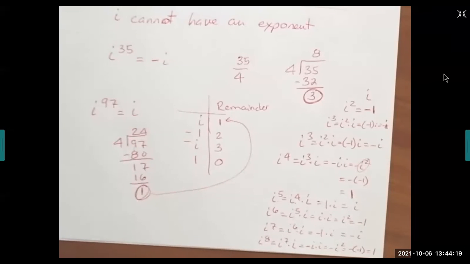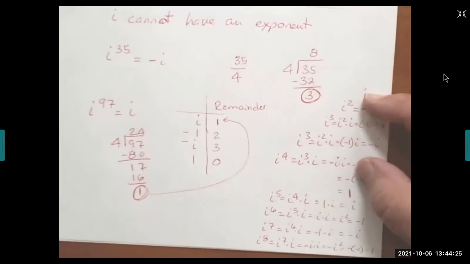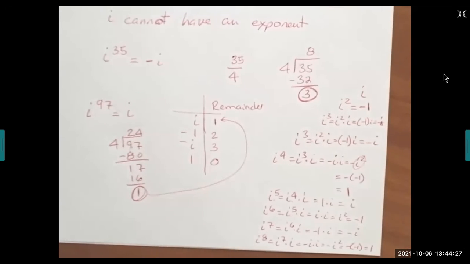Any questions? Yep. Because this sequence always repeats itself in 4. If it repeated in 5 or 6, let's say 6, we divide by 6. So we have to model it first to see if we see a pattern.